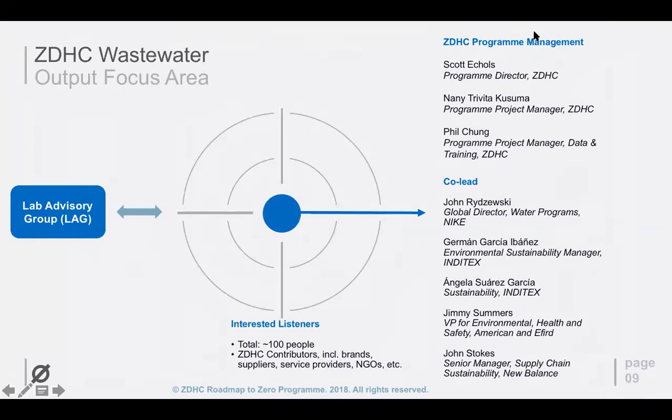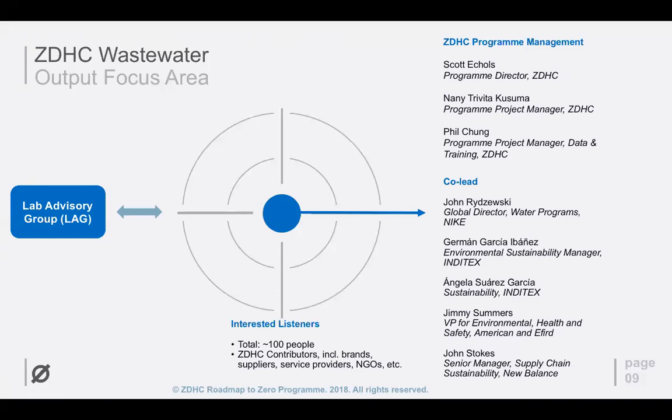So a little bit of overview of the work that went into and the people that worked on the wastewater area specifically. We have a similar setup in each of these areas that you saw on the previous slide. So we have a focus area around input, one around process, and one around output. And the output to date has been mostly focused on wastewater. We will be beginning to think about air emissions, which is obviously another important pathway for chemicals to get into the environment, but we've been mostly focused on wastewater to this point.